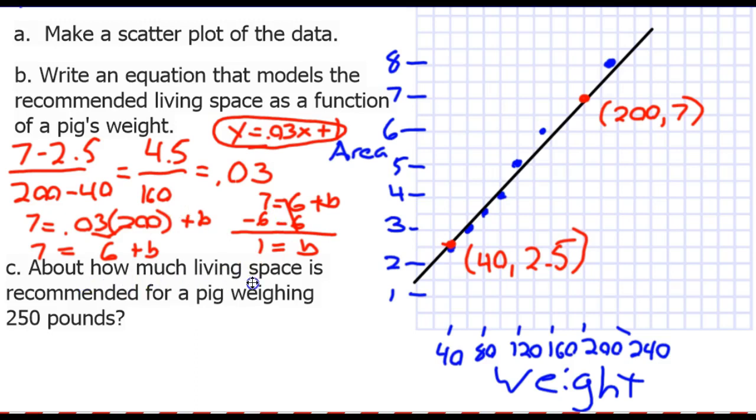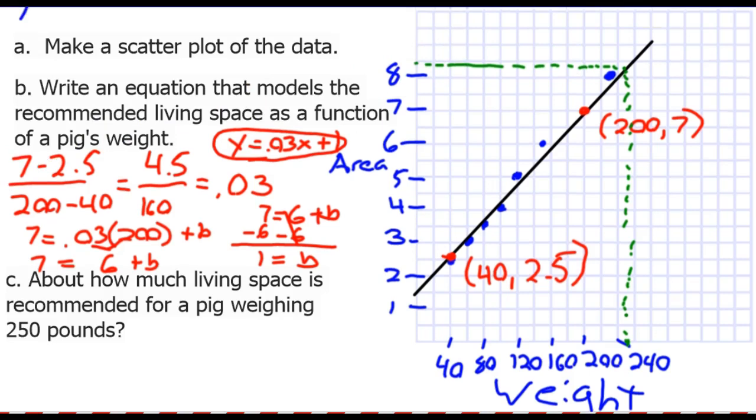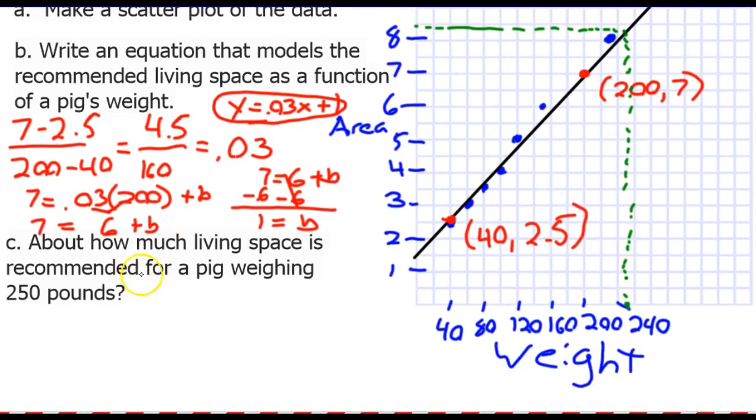Now it says about how much living space is recommended for a pig weighing 250 pounds. Well, 250 pounds would be about right here. So if we were going to go up to our line, we would get to about here. And that could be about 8.5 square feet.